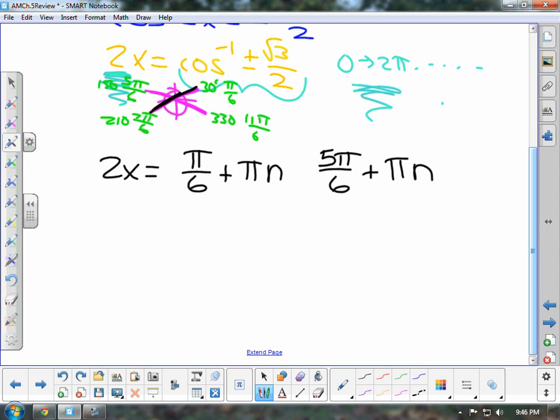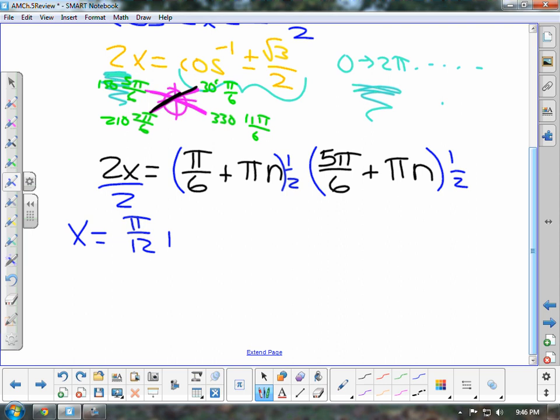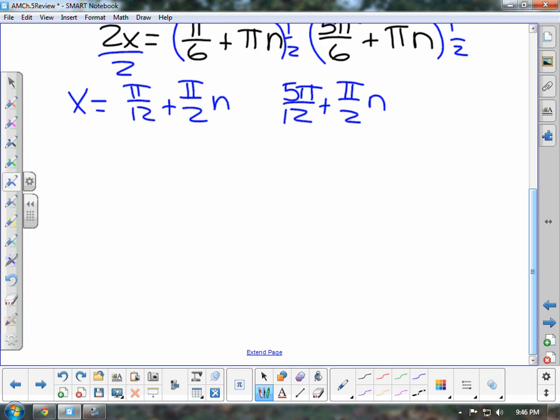And so now, if we take and divide by 2, which is the same as multiplying by a half, you will get x equals pi over 12 plus pi over 2n, and 5 pi over 12 plus pi over 2n. And so now if we're trying to figure out between the interval of 0 and 2 pi, we can come up with the angles.